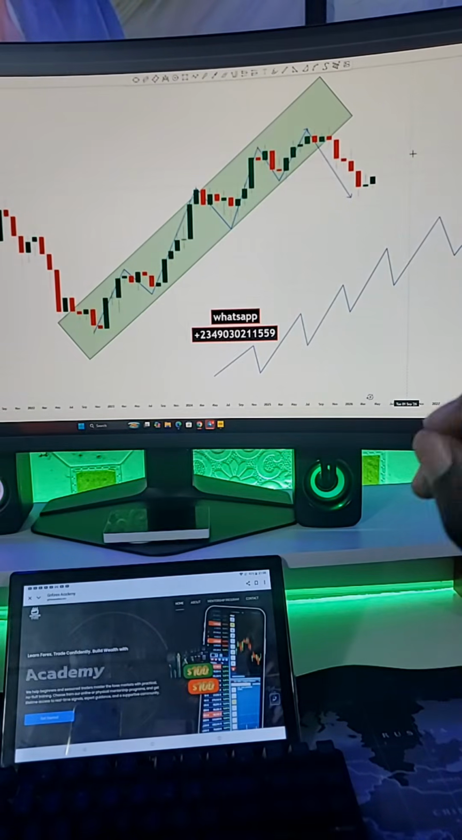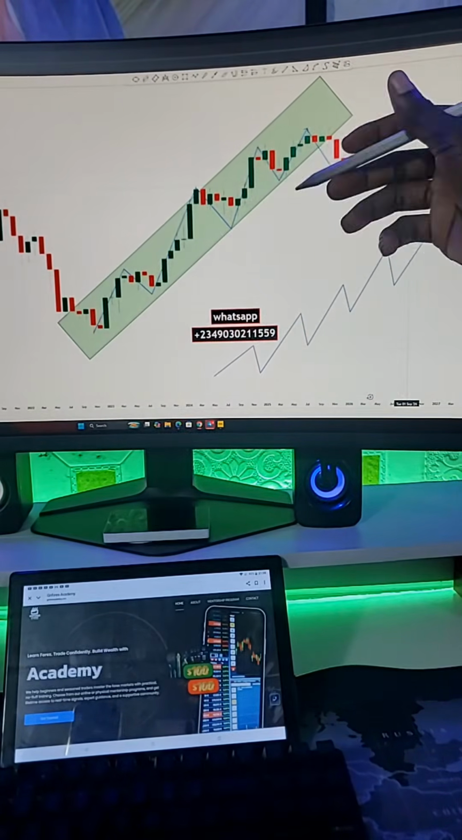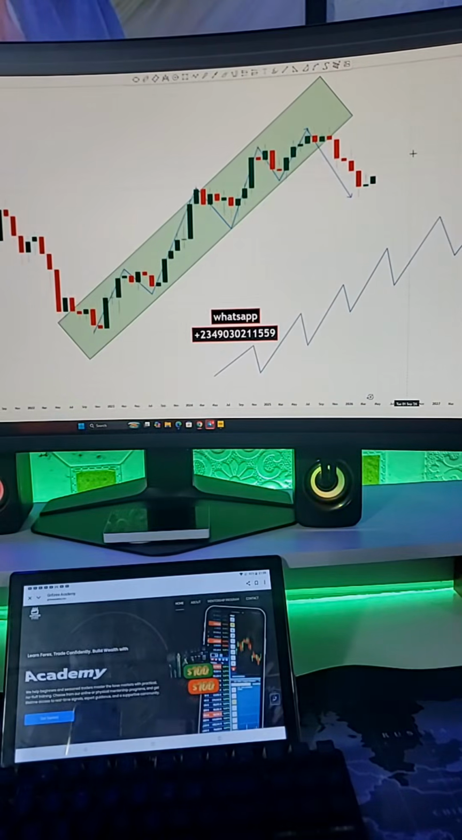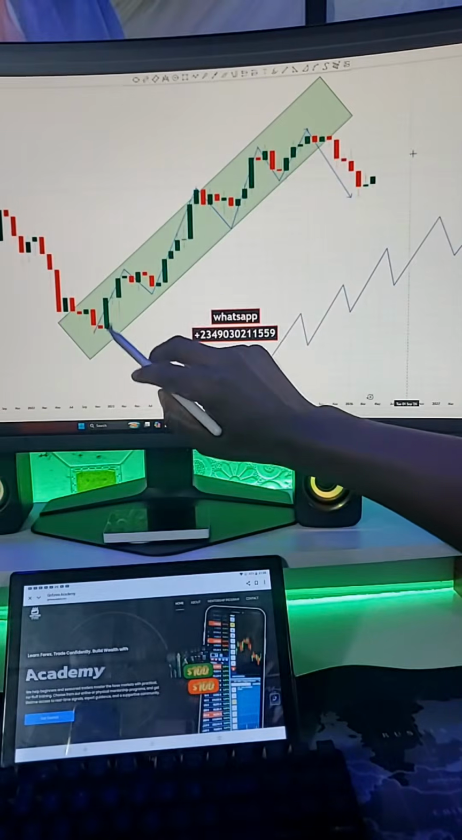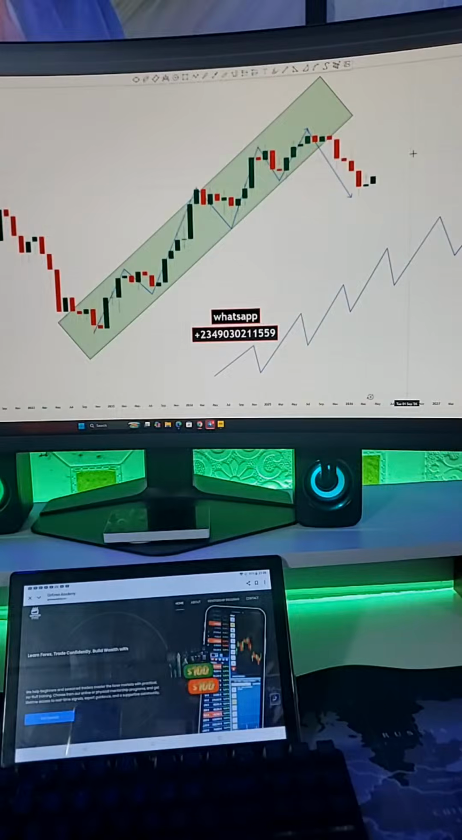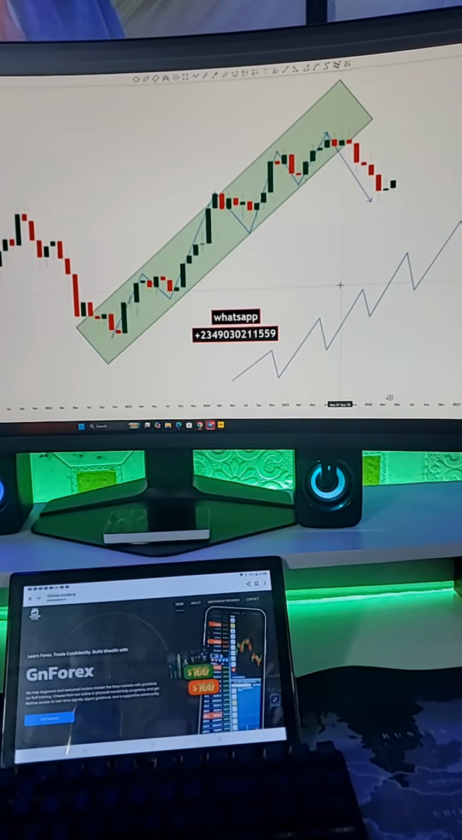So now, listen, if as a day trader, as a price action trader who understands market structure, now that the market has broken out from the trend line, what are you anticipating the market to do next? If you know, you can drop it in the comment section.